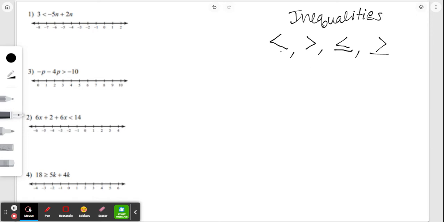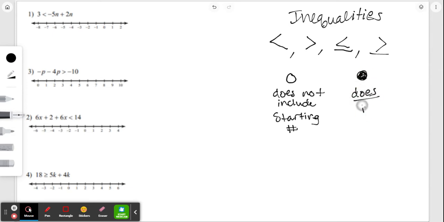Okay? When we use a less than or a greater than symbol, we use an open circle on our graph because it is less than or greater than. It does not include the number it starts at. And then for less than or equal to or greater than or equal to, we use a closed circle on the number line because it does include the number we start at.